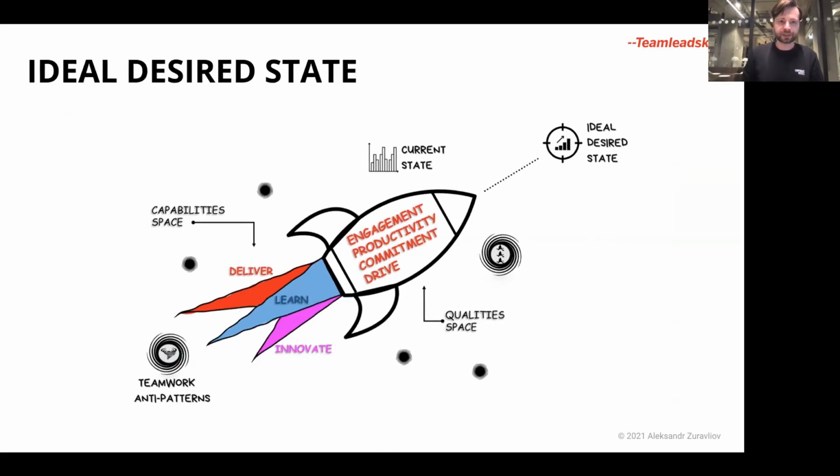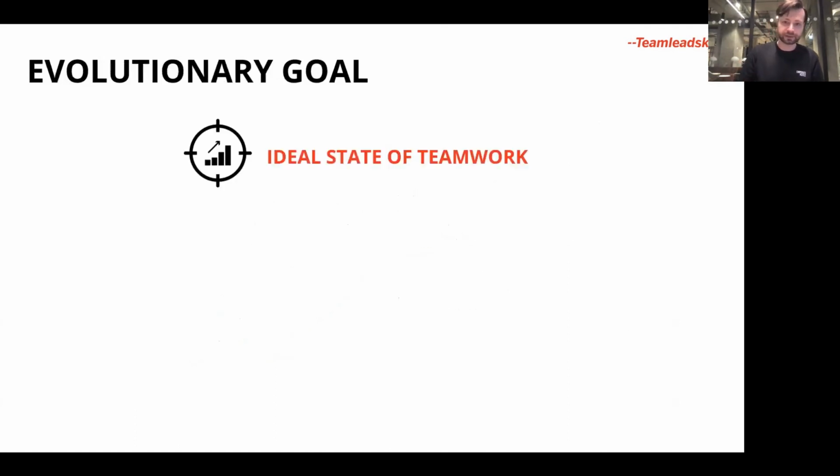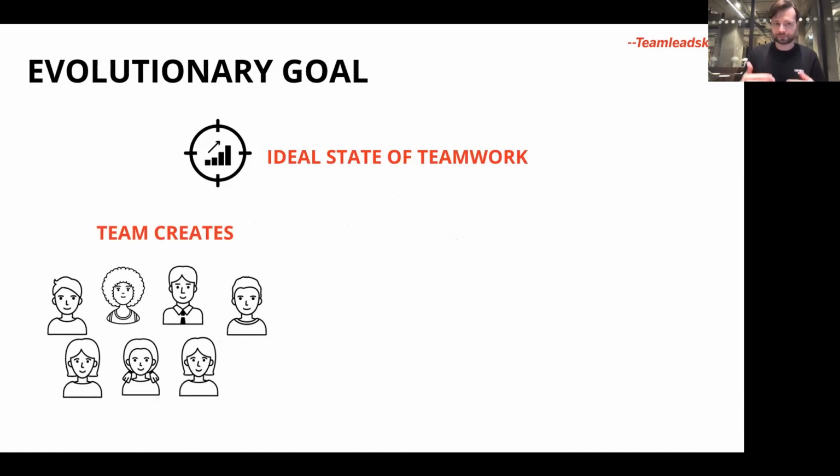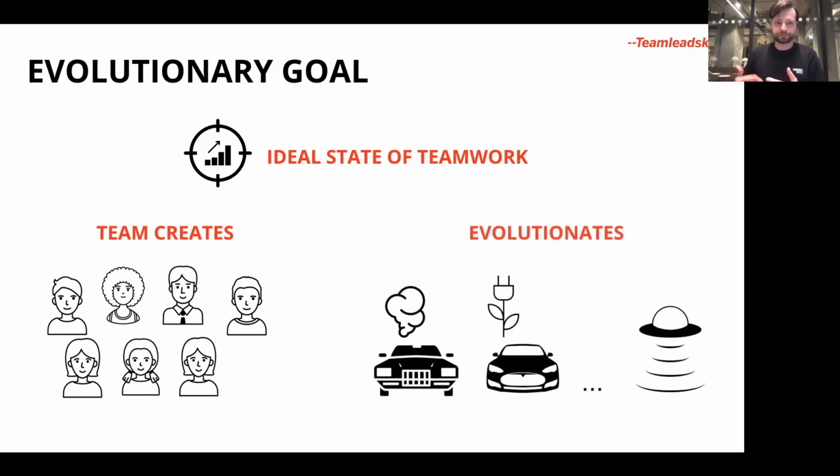Now let's take a look at the remaining elements of the framework. So, the ideal desired state. The ideal desired state is an evolutionary goal, which is created by the team members based on their best current understanding of what works for them. And of course, with time, people learn about their collaboration, about the projects they're working on, the environment, the markets, and that's why the ideal state they are aiming for evolves.